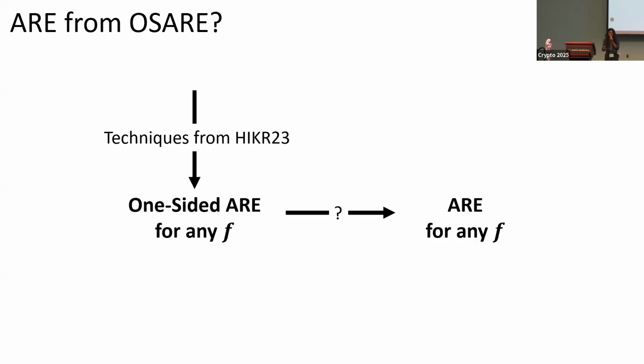So the main question that we sought out to answer is, can we lift one-sided ARE for any function f to full-fledged two-party ARE for any function f? So today I'm going to talk about how we do this lifting step using public key encryption.